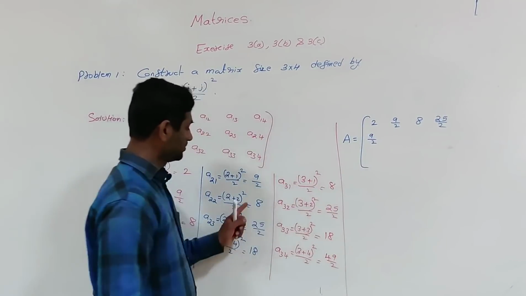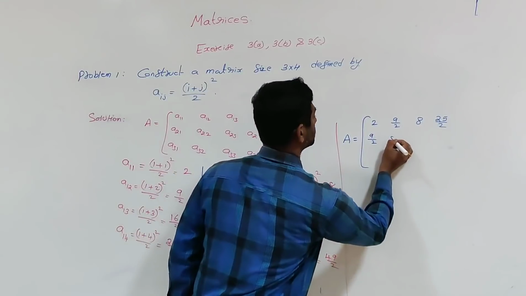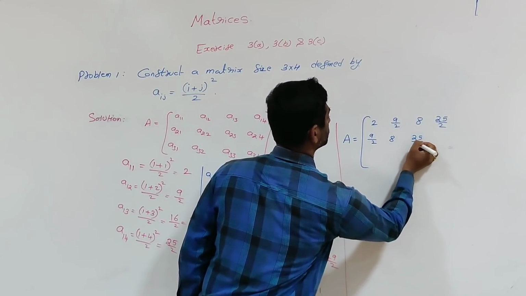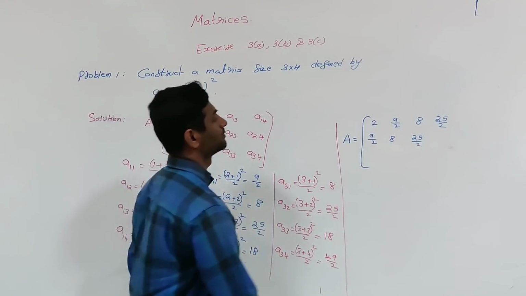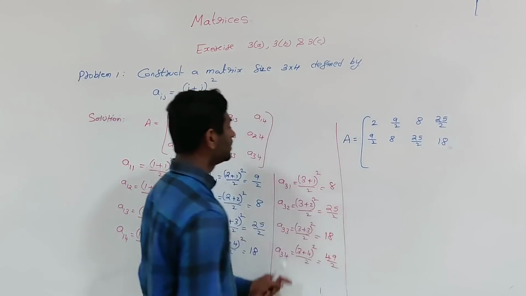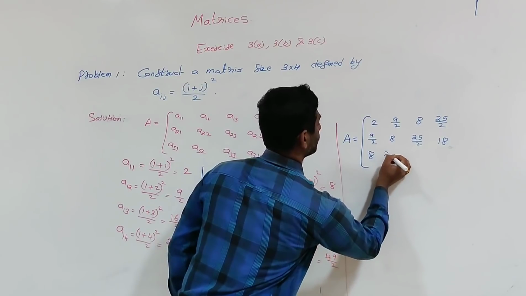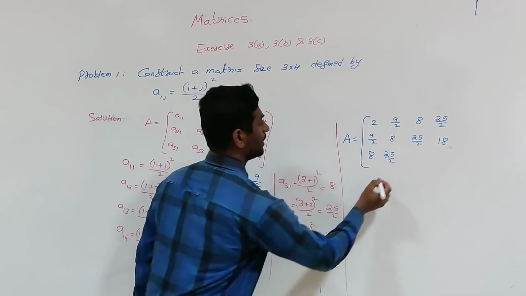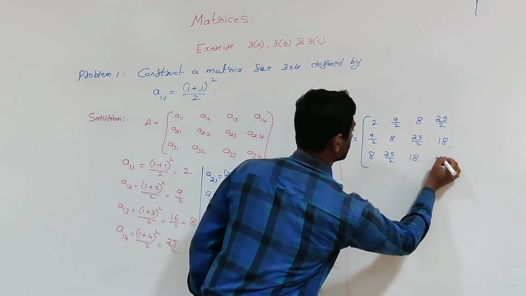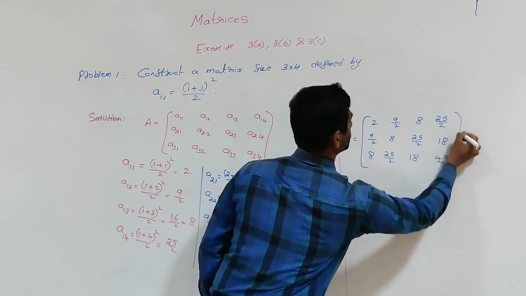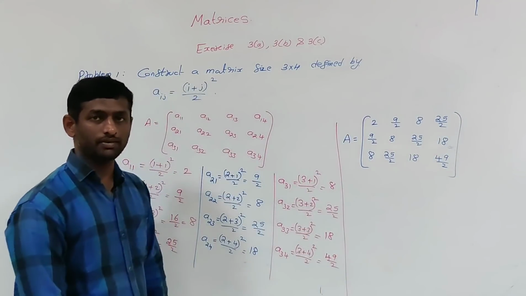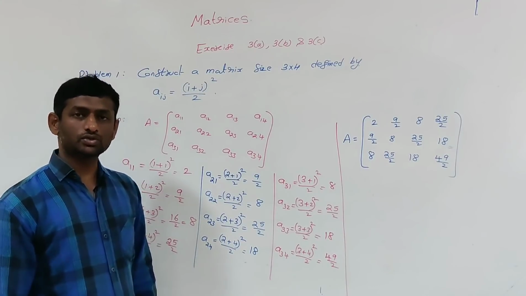Second row elements: 9 by 2, 8, 25 by 2 and 18. Third row elements are 8, 25 by 2, 18 and 49 by 2. So this is a matrix of size 3 by 4. Next, we'll see the next question.